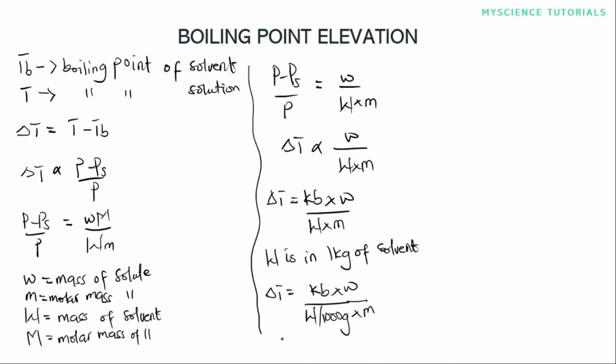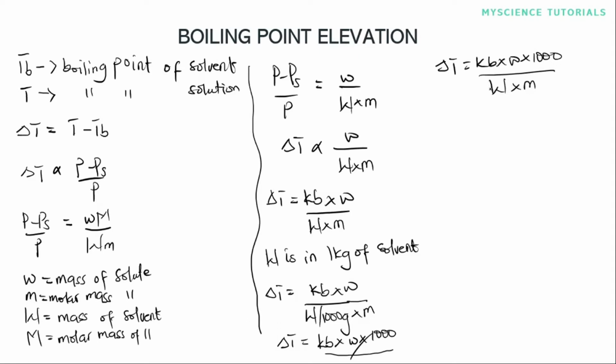So if we do the substitution very well, we can see that our whole formula over here, everything over here, because this is W divided by 1000 grams, so it becomes Kb multiplied by W multiplied by the 1000 comes to the top, then divided by, let me write it over here. So we have delta T is equal to Kb multiplied by small w multiplied by 1000, all divided by capital W by small m.